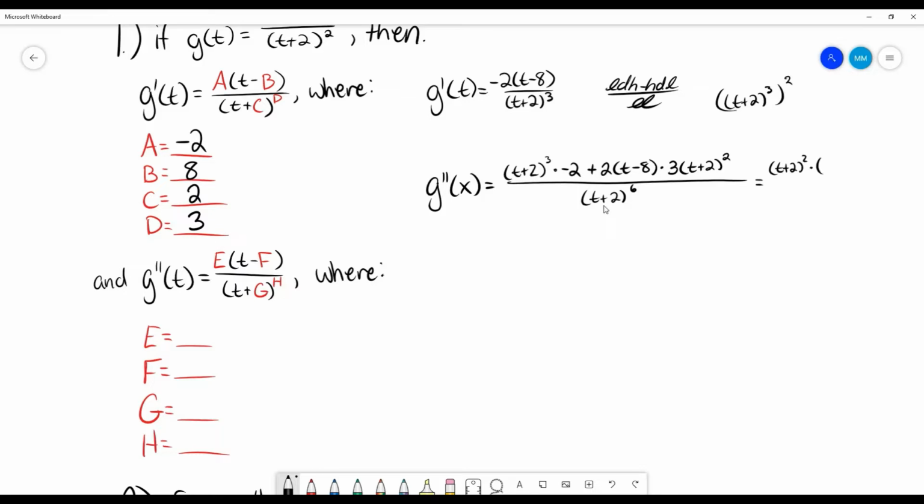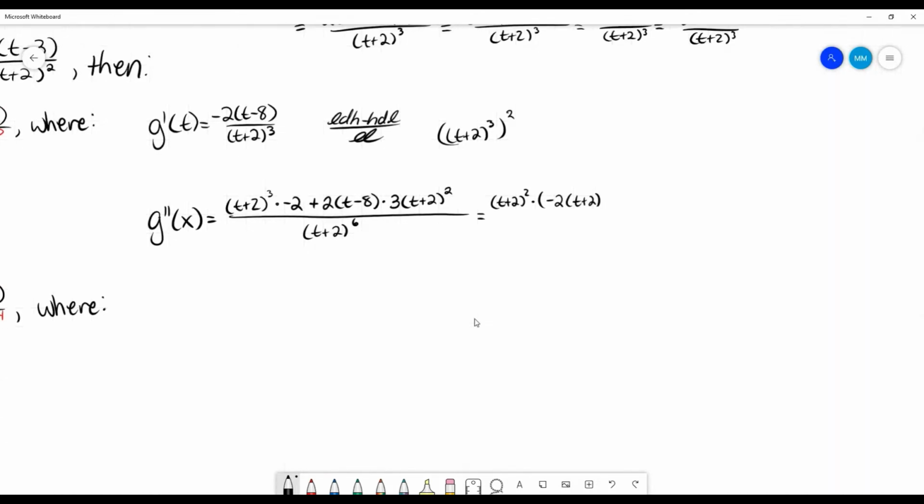And that's going to be negative 2 times the remaining t plus 2, since this one's cubed, right? And then plus, well, I've got 2 times this times 3. So 2 times 3 is 6 times this. And this is being factored out, so we don't include it. All over, oops, t plus 2 to the 6th.